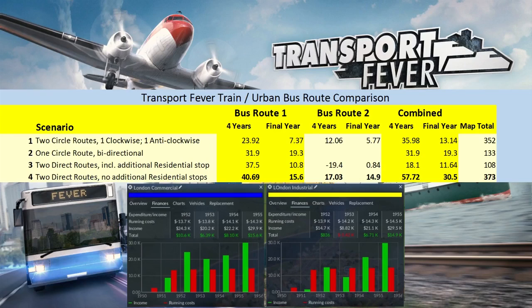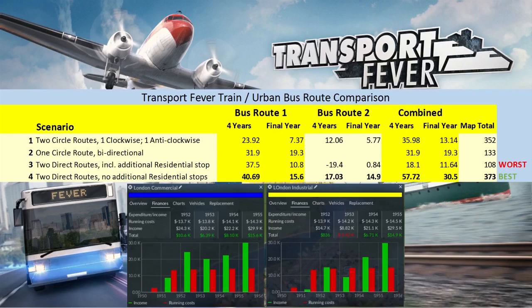Now these figures, these do look a lot better, don't they? So over the 4 years, both routes made a lot more money. In the final year, both routes made a lot more money than the individual circular routes that we saw before. And certainly when you look at the combined figures, if you add both those routes together, the profit figures are so much better. Look at that, 57.72k, these are in K, thousands of dollars, as opposed to $35.98 thousand in our first two circular routes scenario.